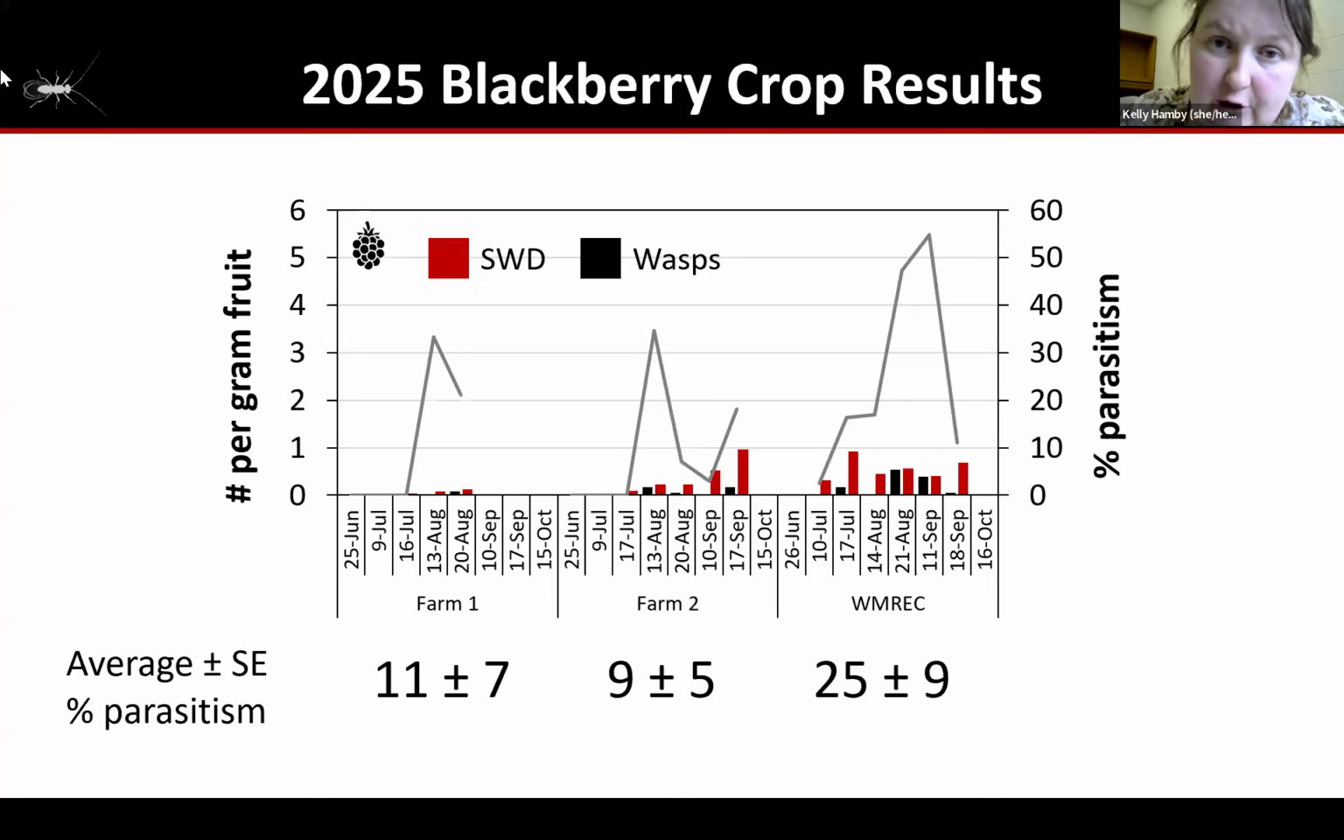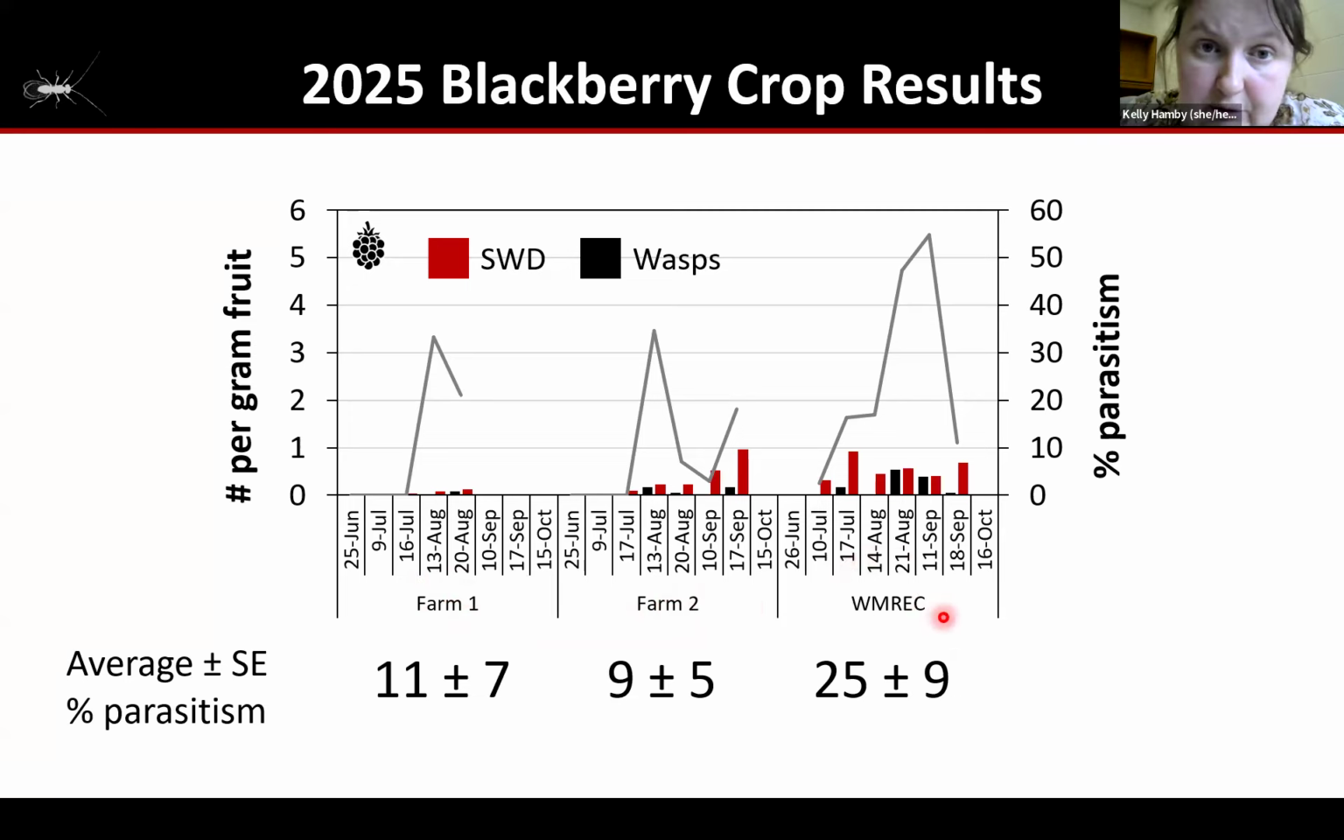So for example, this is our 2025 blackberry crop results. So this is the number of either spotted-winged Drosophila in red or wasps in black per gram of fruit that we collected. And this is the bar chart. And then the gray lines are the percent parasitism at our 3 different farms over the season from late June until mid-October. So you can see it depends on the farm, how many wasps and flies. And of course, the farms are managing spotted-winged Drosophila with chemical insecticides, so they have less.